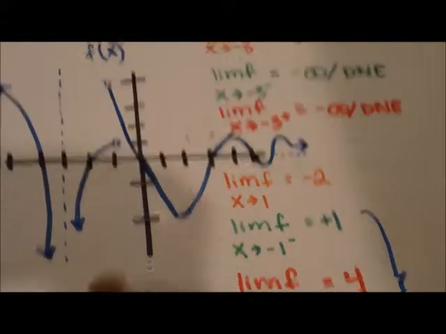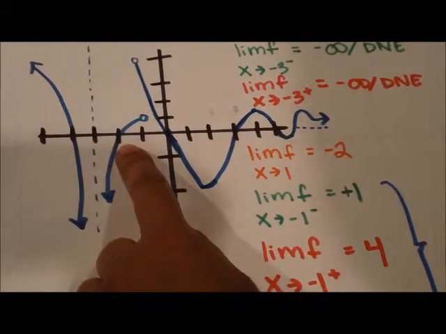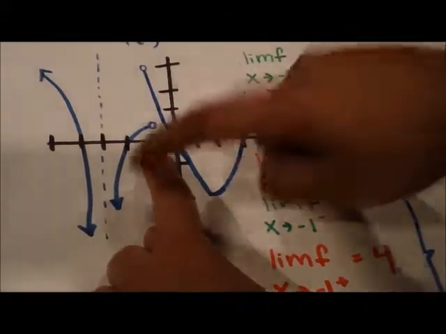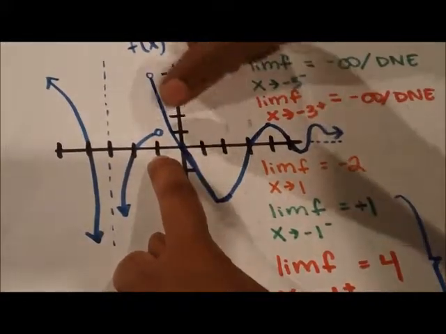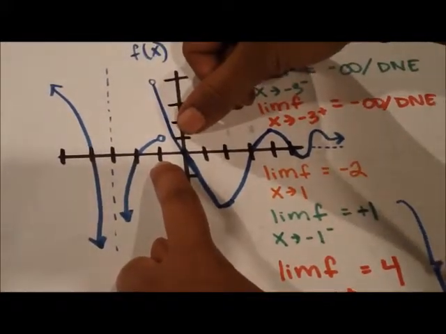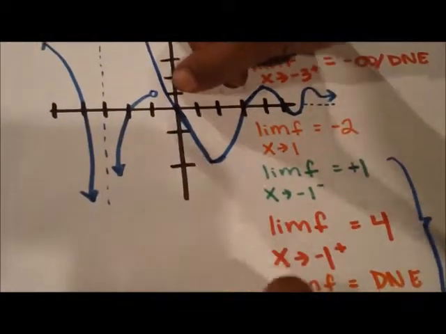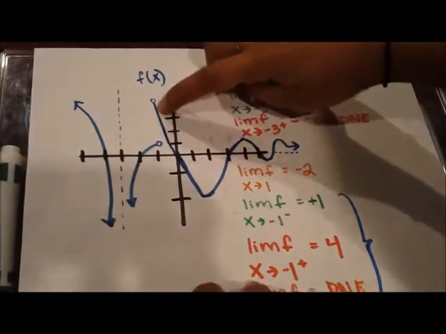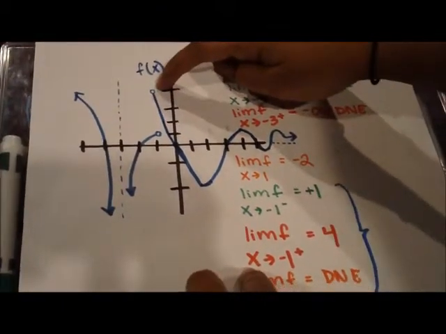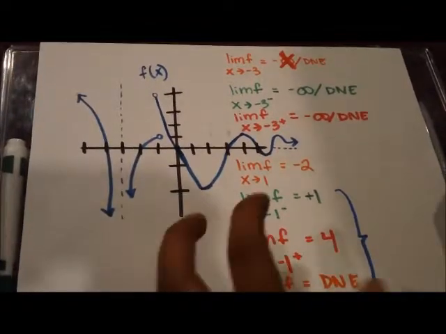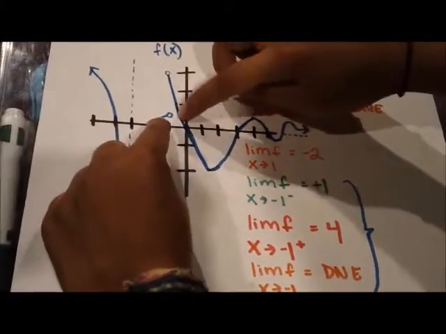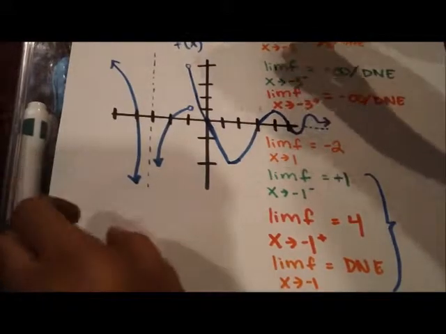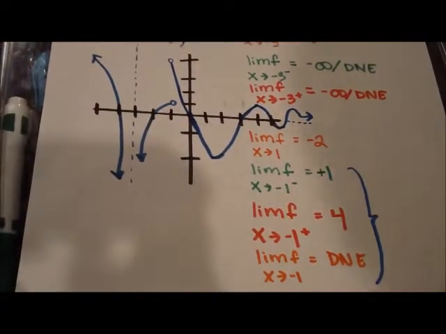As the function approaches negative 1, right here, we can see that from the left, it approaches the y value of 1. However, if we look at the function approaching negative 1 from the right, we can see that it approaches the y value of 4. Therefore, when the function approaches negative 1 from both directions, there is no limit because there are two different y values.